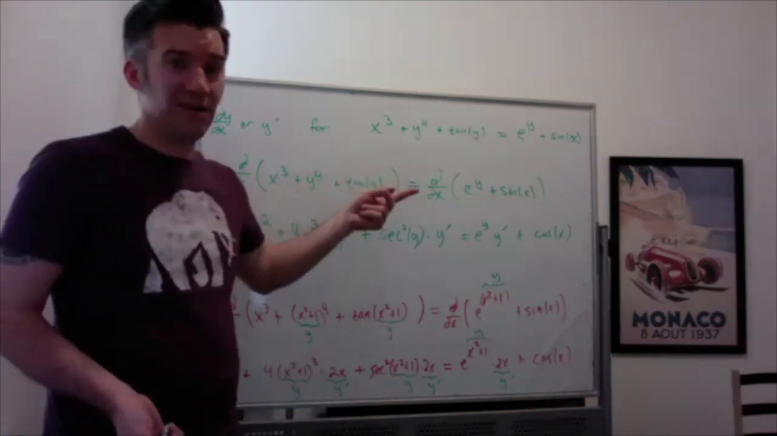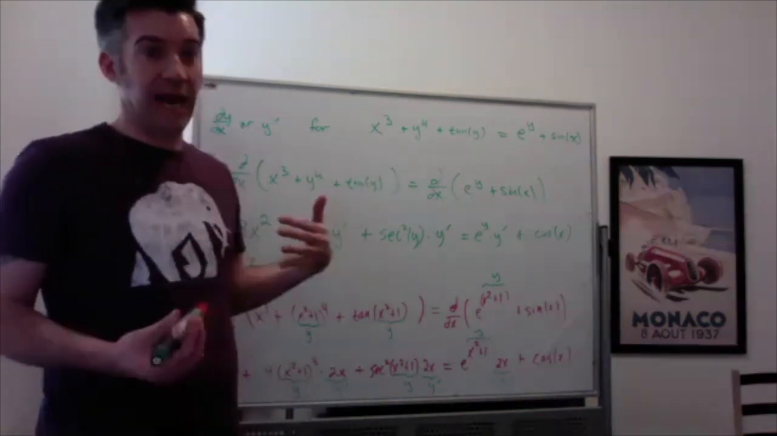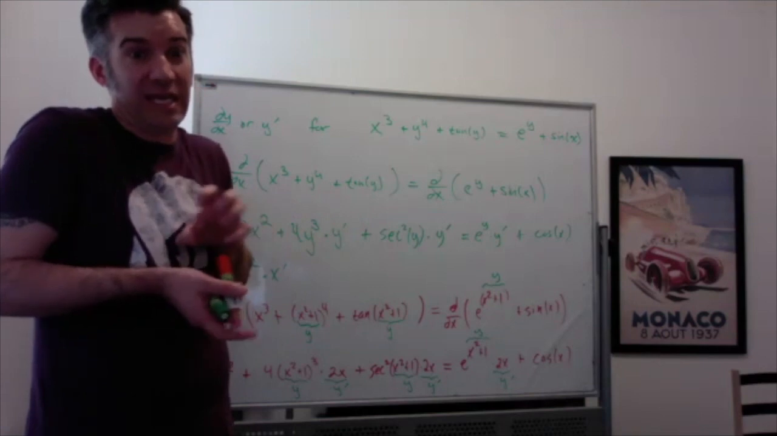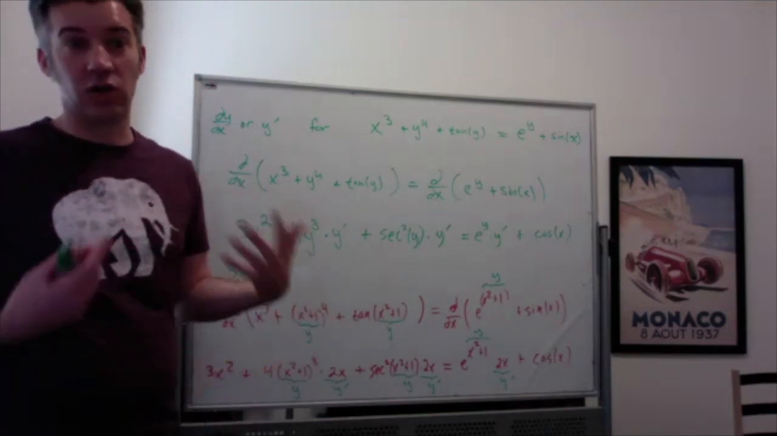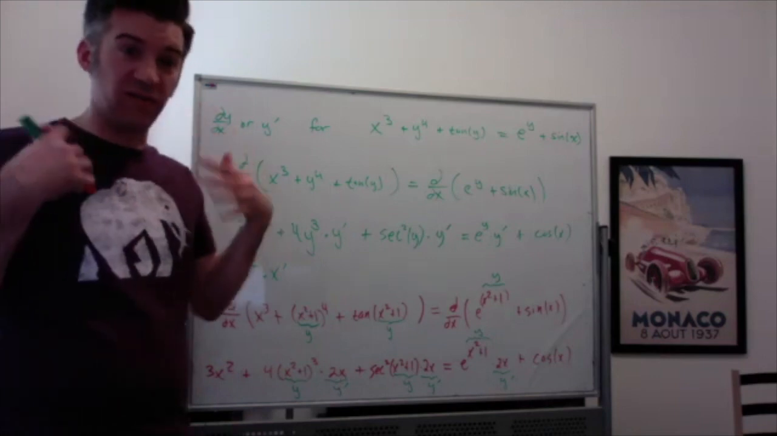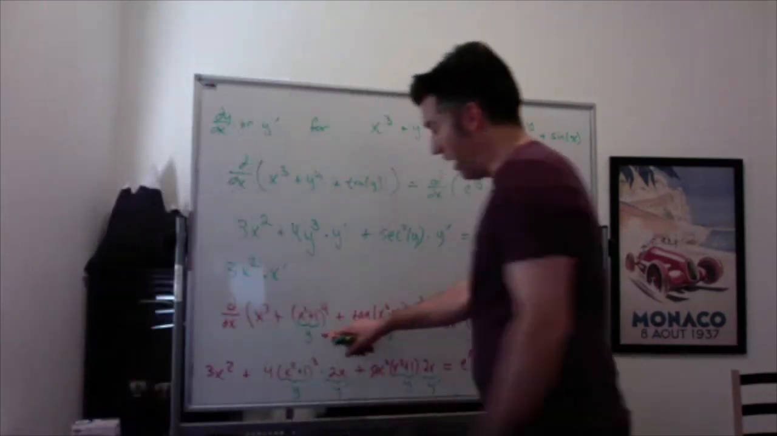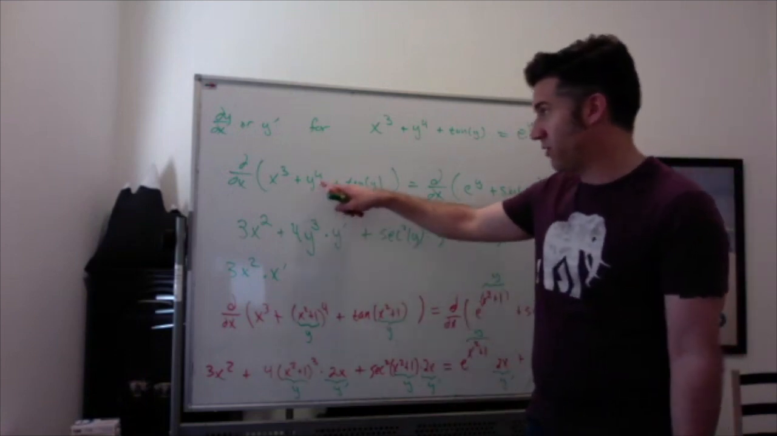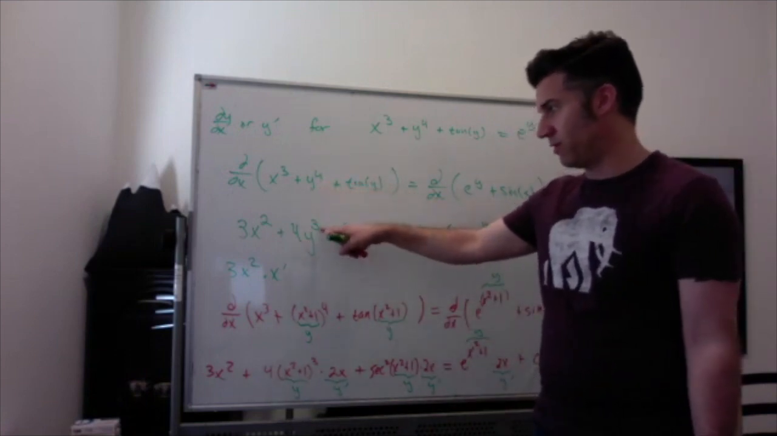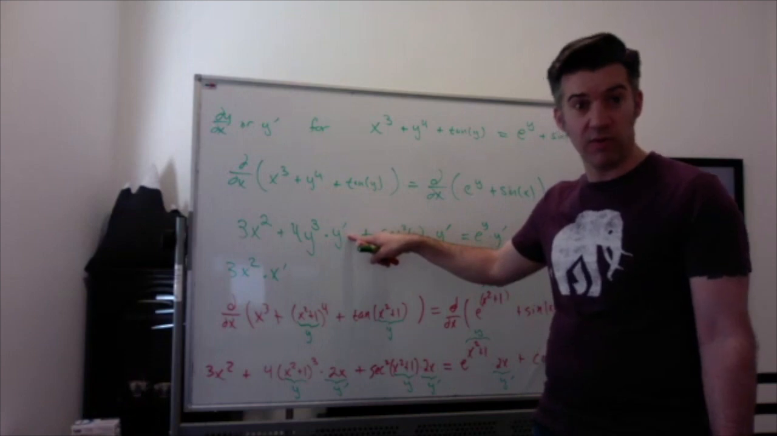But y is a function of x, so it's acting like some stuff. It isn't just like x. It is some function of x that we're usually thinking of as more complicated, like x squared plus 1. When we differentiate some stuff to the fourth, you get 4 times your stuff to the third times the derivative of your stuff.